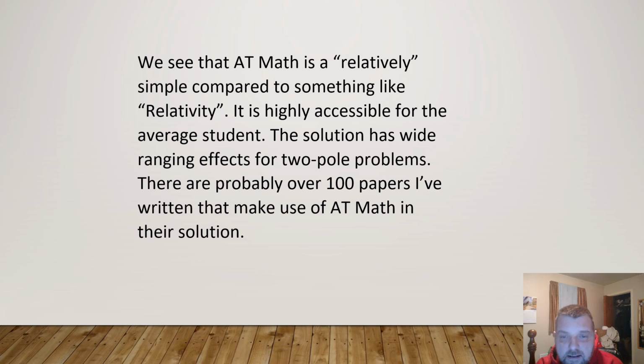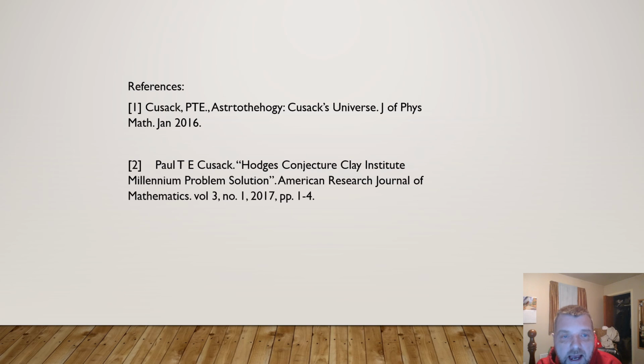So I've written over 100 papers, maybe 200 papers that have AT math in the title, that are solutions from economics to political science to medicine. And there are a couple of references. That's my first paper, I think it was, Astrotheology, Cubic Universe, Journal of Physical Mathematics. And the second one there is the Hodge conjecture, which has a reference to a lot of different papers I've written that might prove helpful.